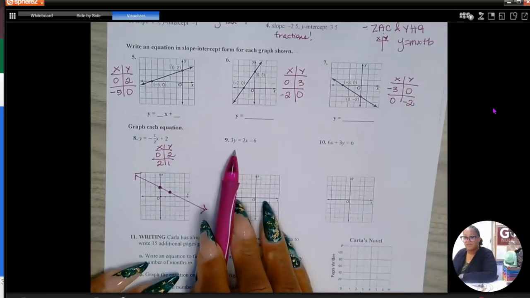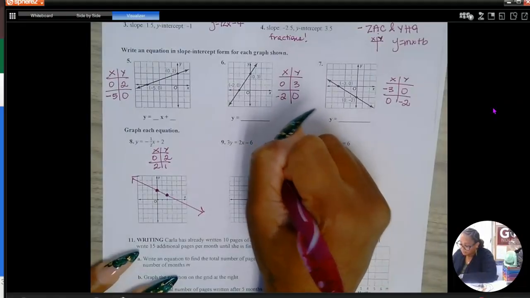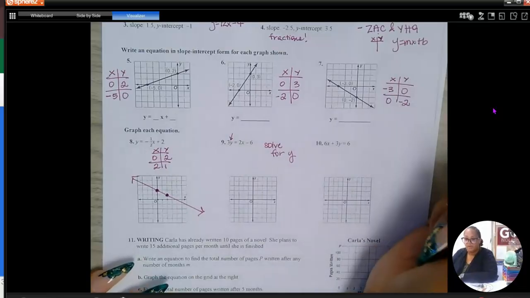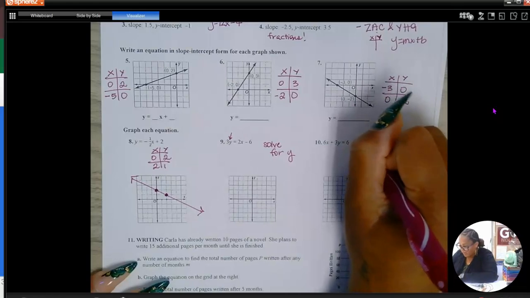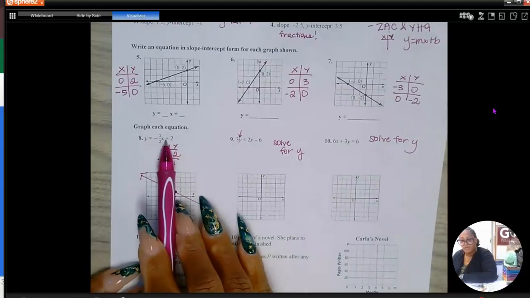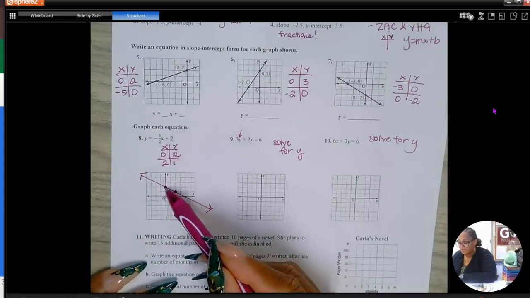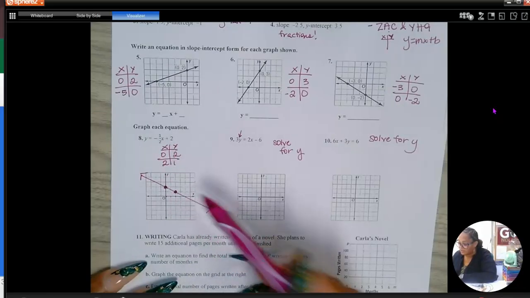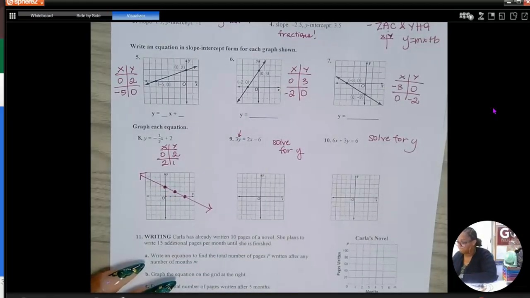Then over here, I need to solve for y. How do I get y by itself? You have to figure that out. Over here, I've also got to solve for y. Now, I also could have taken my y-intercept here, plotted the 2, and then gone down 1 and over 2, and down 1 and over 2, which is another way to plot points on this line.